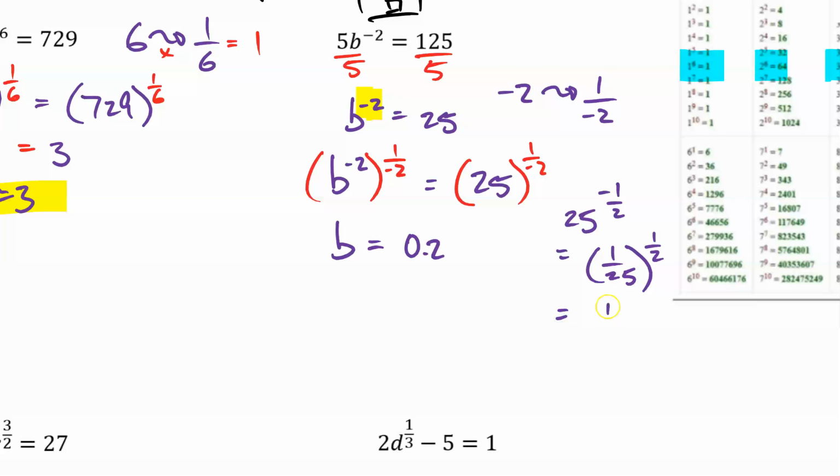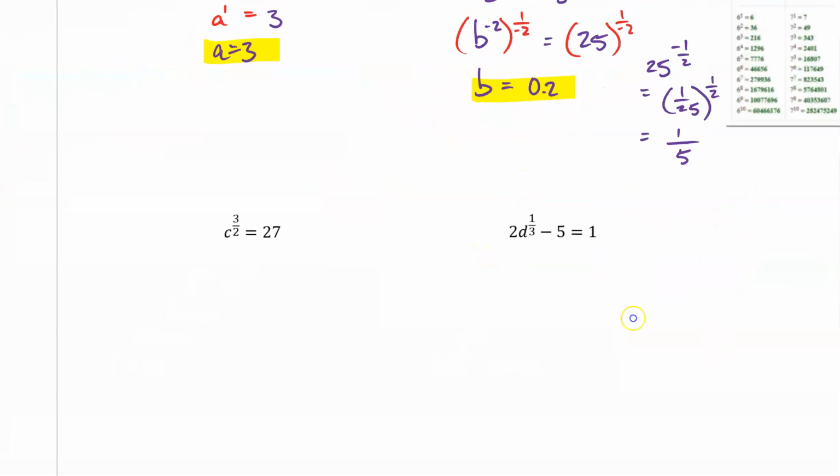And if we square root the 1, this will stay as 1. And square root the 25, this will become 5. And 1 divided by 5 is 0.2. So hopefully that explains it. There's that answer. Let's keep it going.